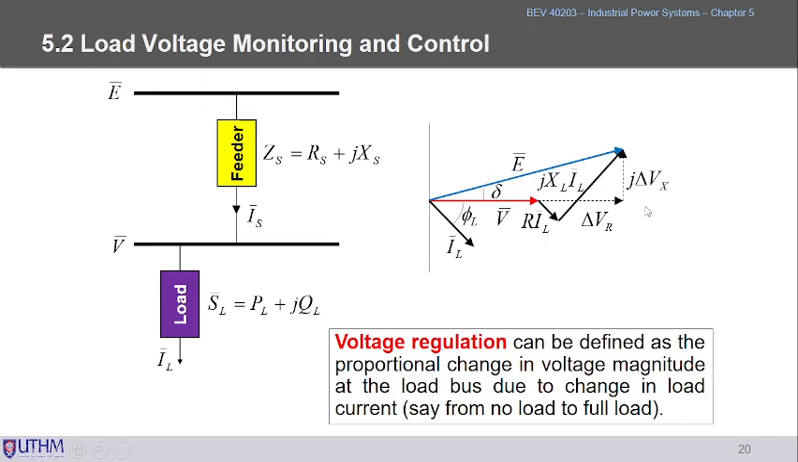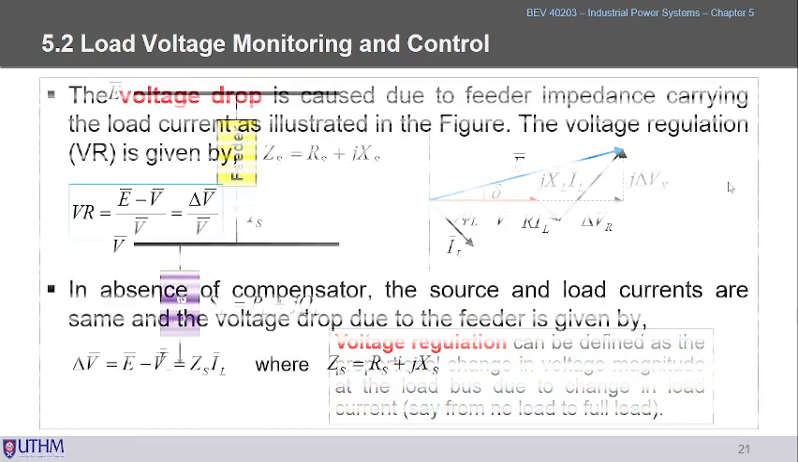And talking about the voltage changes, we can divide it into the vertical and horizontal. The horizontal is due to the R element, and the vertical is due to the X element. So what are del VR and j del VX? We will see it next.